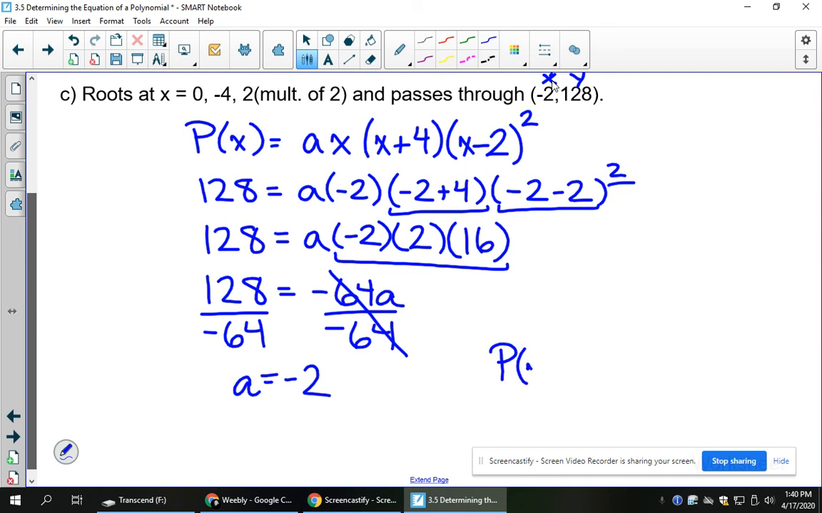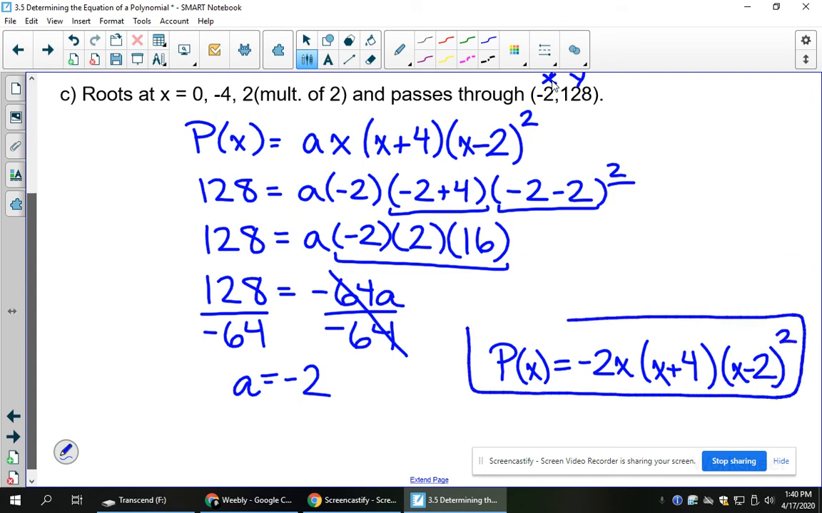And therefore, the polynomial function that represents this description is negative 2x, x plus 4, x minus 2 squared. You'll notice any function still needs to have x's in it, and it still needs to have a y. You don't leave the negative 2 and the 128 in the equation. Otherwise, it's just a bunch of numbers. In order to graph something, you need x's and y's. So you take those back out, and you basically write the first part with a as the number you found.